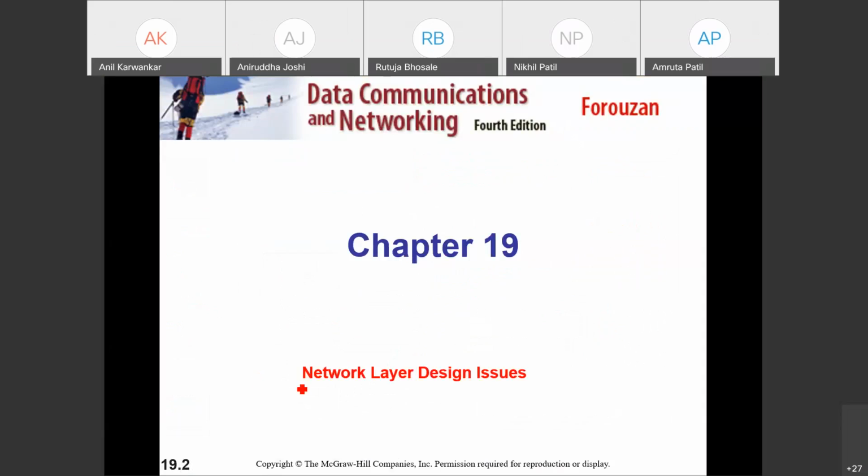So the network layer design issues. The network layer design issues, packetizing. Packetizing is very, very important. Packetizing, properly providing addressing, internetwork functioning. These are all the network layer design issues.